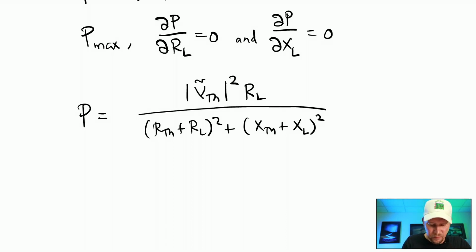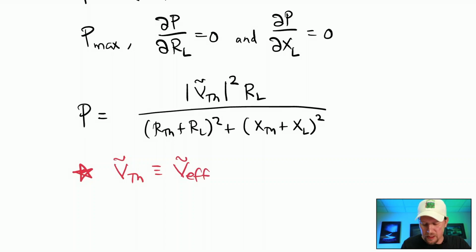One special note, and I caught myself doing this interchangeably. Keep in mind that this Thevenin voltage, because it was the RMS voltage, in terms of our notation, is the same thing as the effective voltage. But keep in mind that this is constant, it's fixed, it's something that we have no control over.